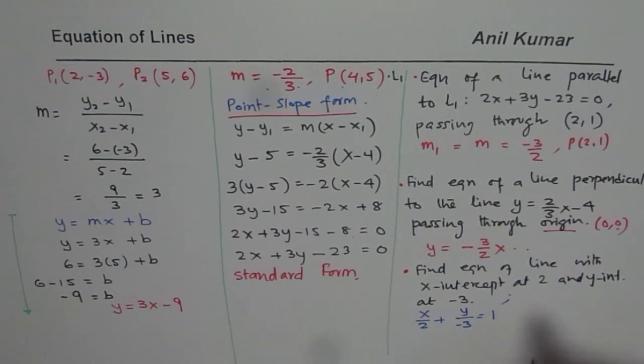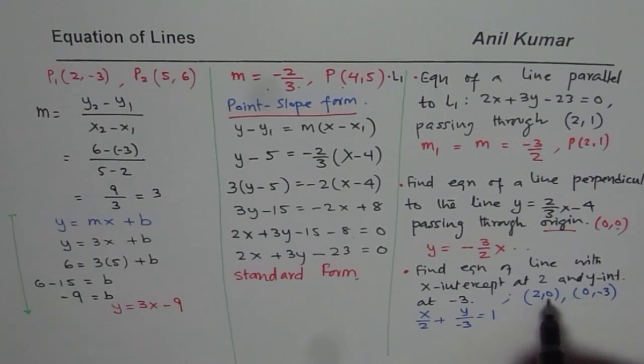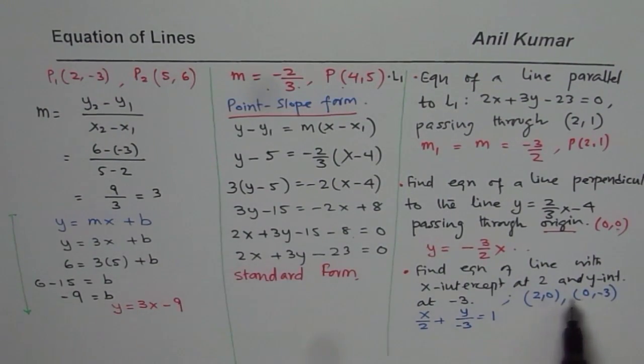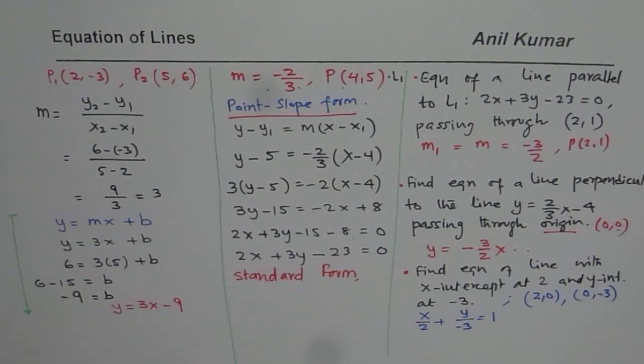Or what you can do is use the 2 points, which are x-intercept 2 meaning 2, 0, and y-intercept of minus 3 meaning 0, minus 3. Using these points you can find the slope. The y-intercept is given to you. You can then write the equation in slope-intercept form, right? Or you can find the equation using these 2 points in standard form also. So let that be an exercise for you.